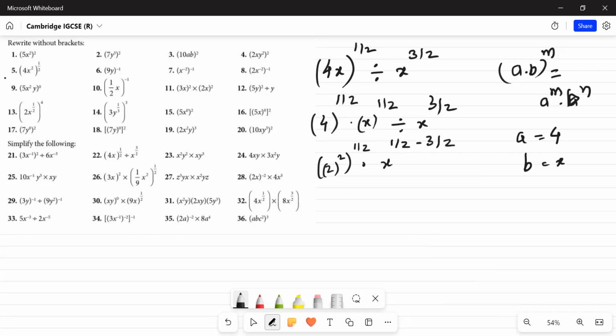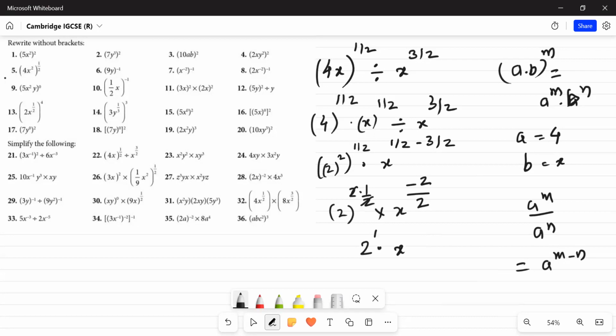Now I can write this as 4 can be written as 2 the square, half into x half minus 3 upon 2. a raised to m upon a raised to n is a raised to m minus n. Okay, now what is this? This can be written as 2 into 1 upon 2 into x raised to 2 minus 2. So this 2 gets cancelled. What is left? 2 raised to 1 into x raised to minus 1. And this can be written as 2 upon, what is the reciprocal of x raised to minus 1? That's my answer.